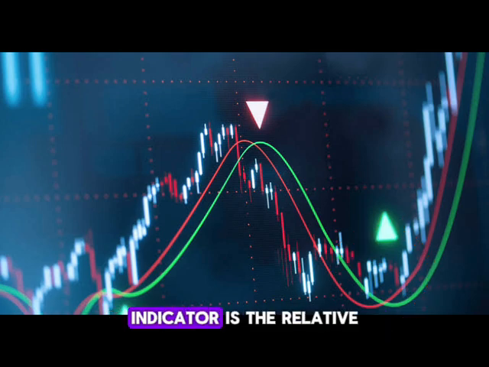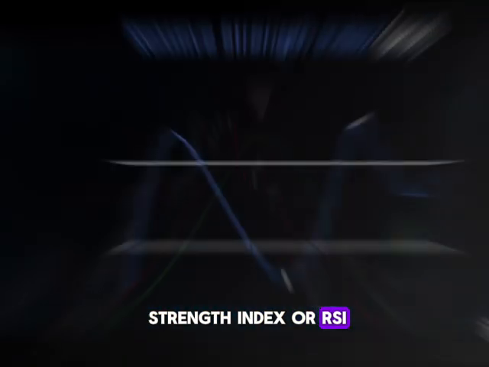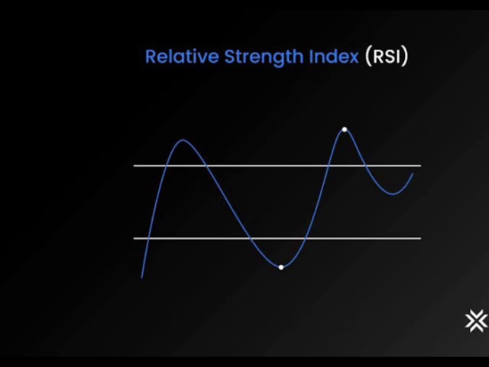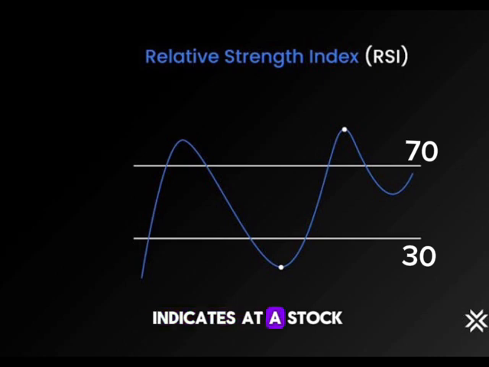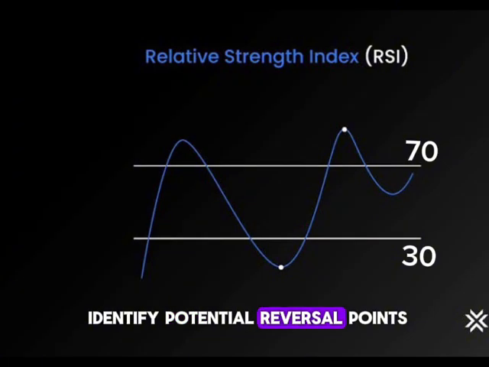Another popular indicator is the Relative Strength Index, or RSI. The RSI measures the speed and change of price movements on a scale of 0 to 100. Traditionally, an RSI above 70 indicates that a stock is overbought, while an RSI below 30 suggests that it is oversold. This can help you identify potential reversal points.